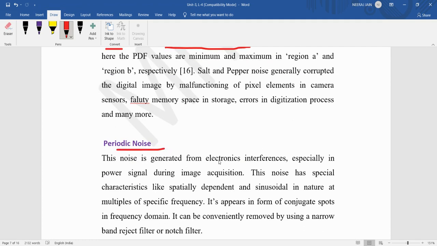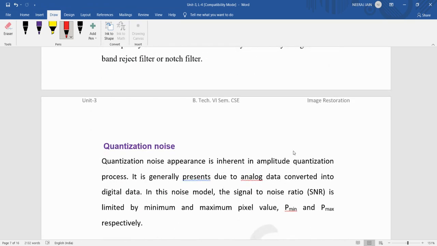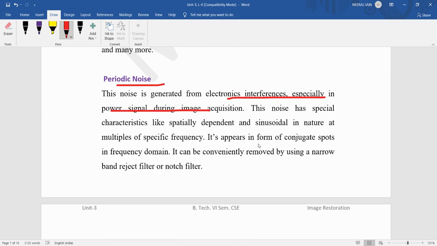Then periodic noise. This noise is generated from electronic interference, especially in the power signal during image acquisition. It appears in the form of conjugate spots in the frequency domain.